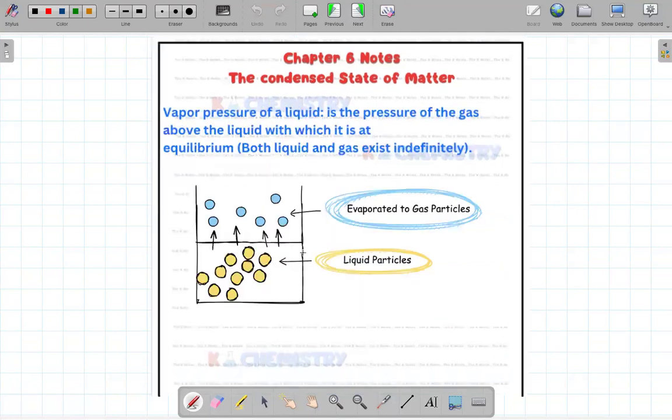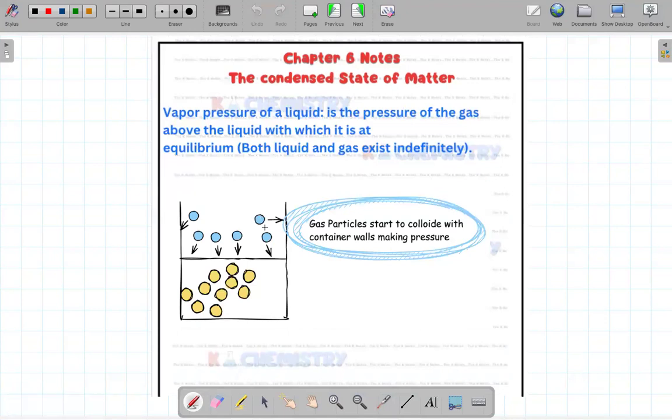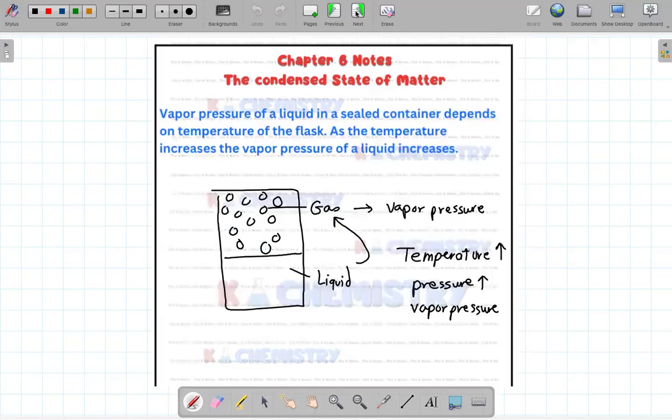So if the liquid particles evaporated and formed gas particles, and then you close this container, these liquid particles changed into gas particles will start to hit each other, collide with each other, and start bumping, forming a pressure. So this is a gas pressure. We call this pressure formed from this liquid the vapor pressure. This is caused by the pressure of the particles on the container from inside.